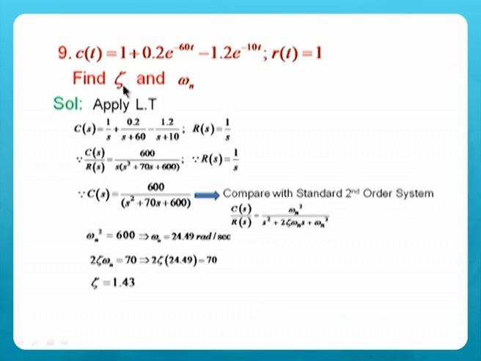So you were asked only for zeta and omega n. There is no need to calculate all the time domain specifications. Of course, once you know zeta and omega n, you can calculate all the 5 parameters which we have seen in the previous problems. But here he asked only to calculate zeta and omega n.